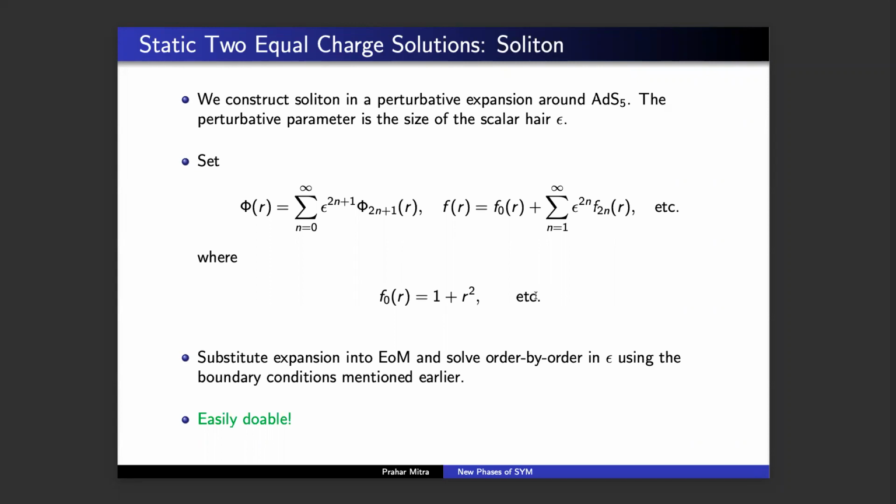So we expand out the charged scalar field and all other functions that we had in our metric in this way. So the base solution F0 is pure AdS. F0 is g_tt. So this is just the AdS solution, and epsilon is a formal small parameter that we just expand around.